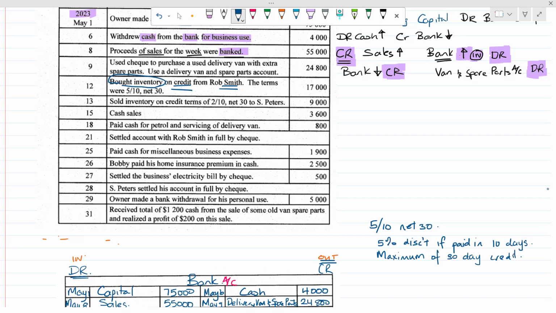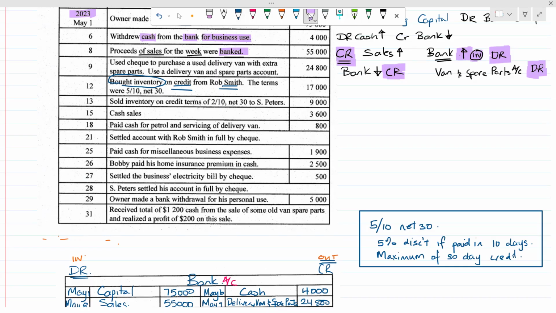That a lot of people just get tripped up by. 5/10 net 30. What does that mean? It means that you get a 5% discount if you pay this debt off in 10 days, and you have a maximum of 30 days credit. So you have 30 days to clear this bill. If you pay it off in 10 days, you'll get 5% off. If you don't pay it off in the 10 days, then you pay the full amount, the full 17,000.